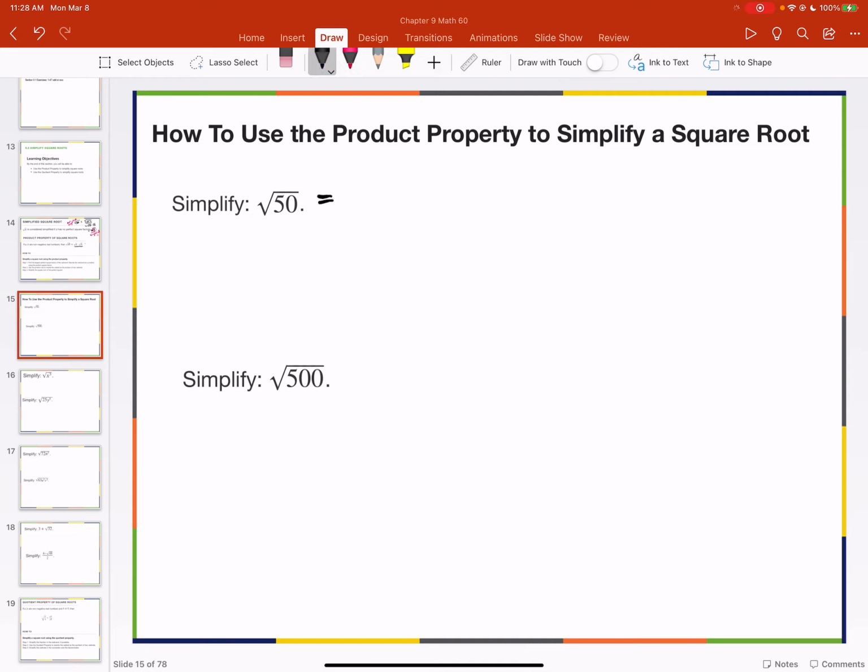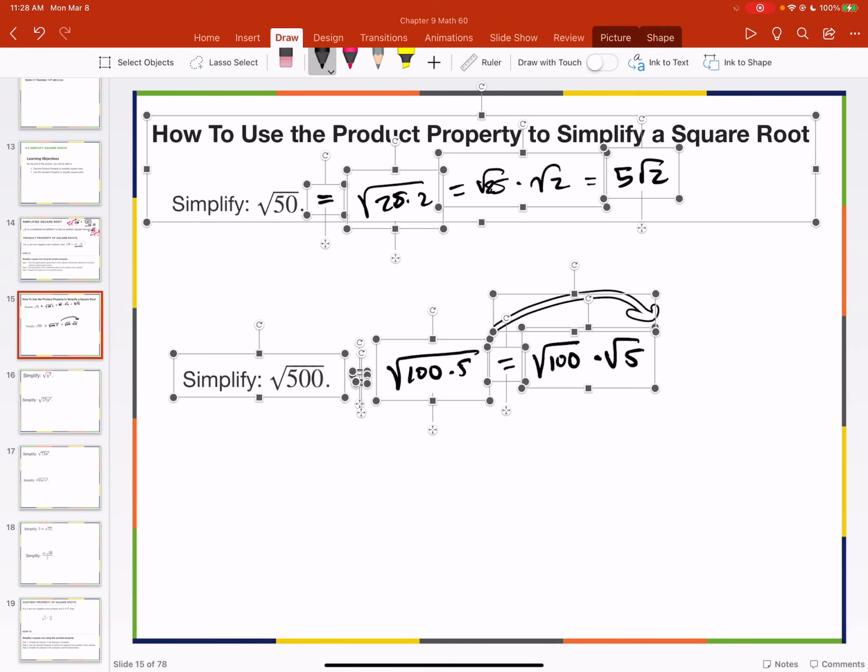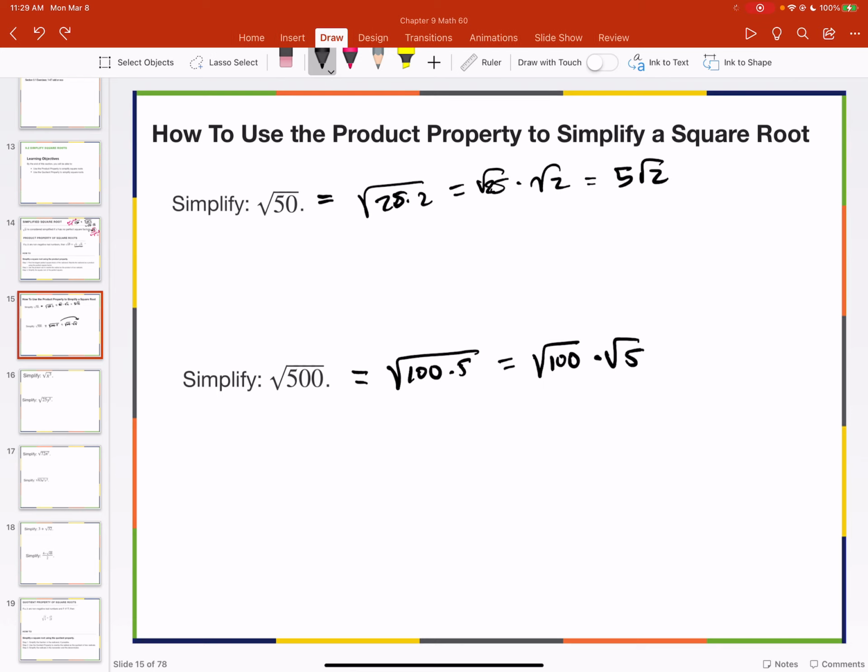We know that this one is square root of 25 times 2, which is square root of 25 times square root of 2, which is just 5 root 2. How about 500? Well, that's square root of 100 times 5, which is the same as square root of 100 times square root of 5. Eventually you would be able to skip this step and just go to 10 square root of 5.